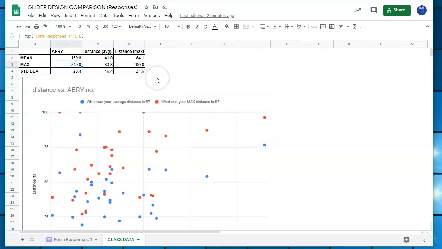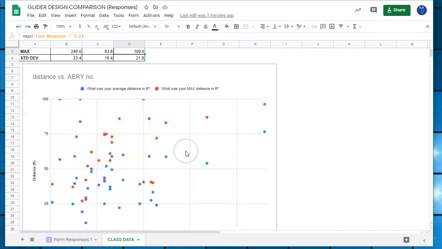And then you can also see the maximum numbers we have here, 240 for AERY. The maximum average distance was 83. What happened a lot with this one is it took them a bit to dial in. So they had a lot of disqualified flights where it was hitting the walls or furniture. And the maximum distance that I capped it at is 100. You can see we have 3 airplanes that did that. One almost did that.